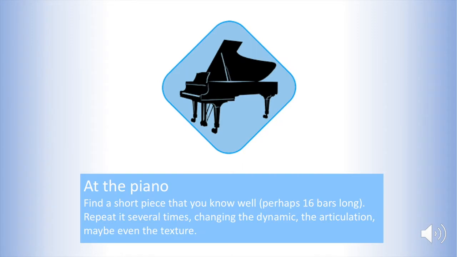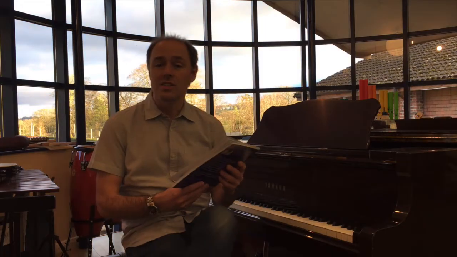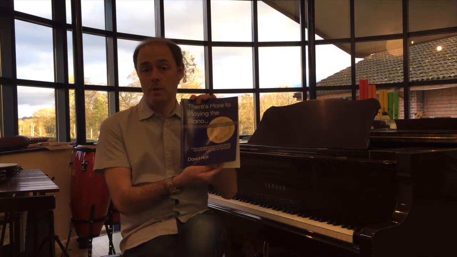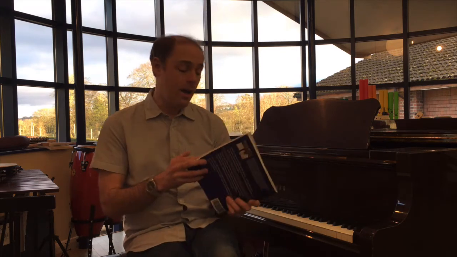At the piano, find a short piece that you know well, perhaps 16 bars long. Repeat it 10 times, changing the dynamic, the articulation, maybe even the texture. So chapter 5 of this book, There's More to Playing the Piano by David Hall. Chapter 5 is all about bar lines and repeat bars.